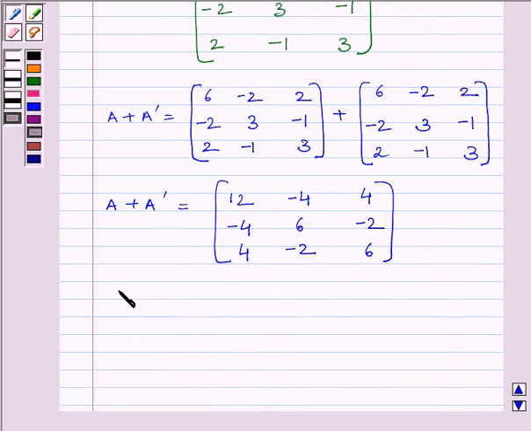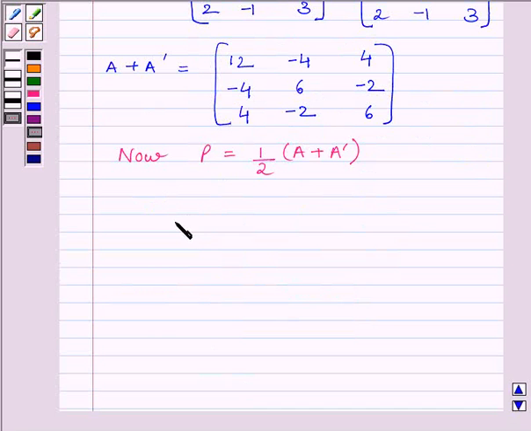Now, let P be equal to half multiplied by A plus A transpose. So, to find P, we will multiply every element of A plus A transpose with half. So, P is equal to half multiplied by the matrix 12, minus 4, 4, minus 4, 6, minus 2, 4, minus 2, 6.